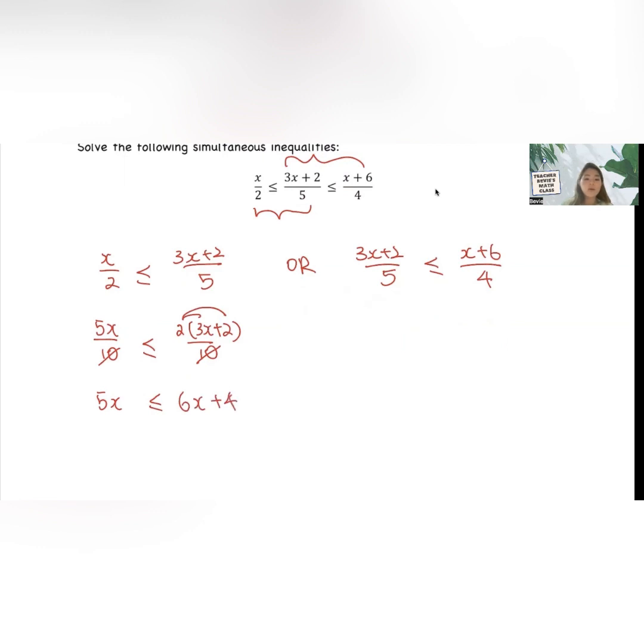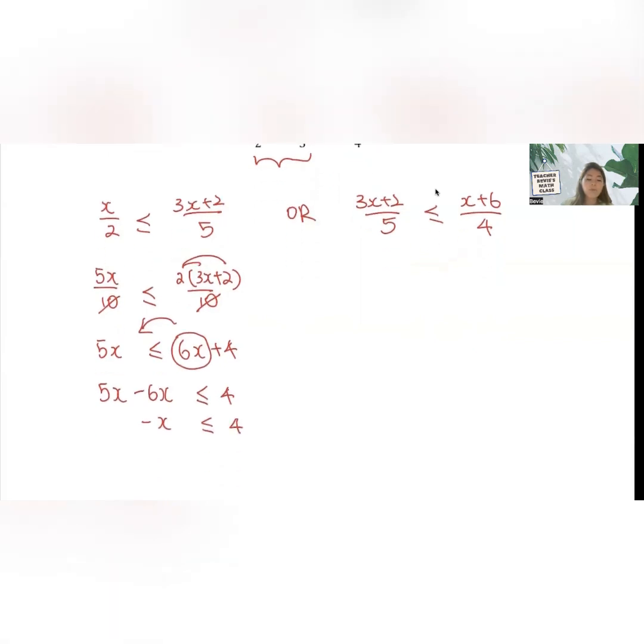And from here, I will shift x to one side and numbers on the other side. 5x will stay, 6x will come over to become minus 6x, smaller or equals to 4, and minus x smaller or equals to 4. And finally, when I want to move the negative over from my left to my right, I will have to flip my inequality sign. So I have x is greater or equals to minus 4. And I'm done with the first portion over here.